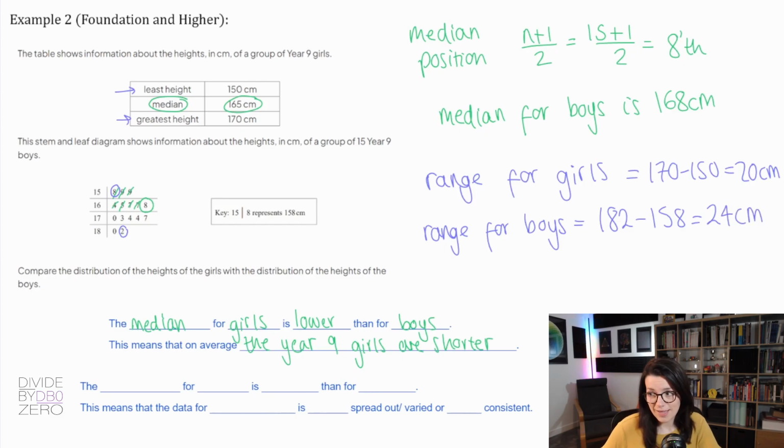So now we can say that the range for girls is smaller than for boys. This means that the data for girls is less spread out or varied, or in other words, more consistent.